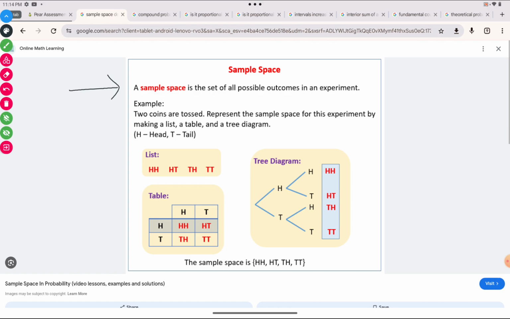As an example, if you roll a die, the sample space of that one die is that it can land on a 1, a 2, a 3, a 4, a 5, or 6. If you flip one coin, its sample space is that it can land on heads or it can land on tails.